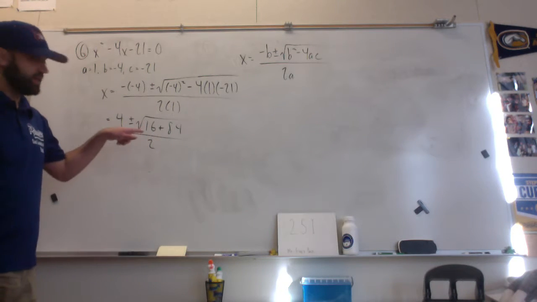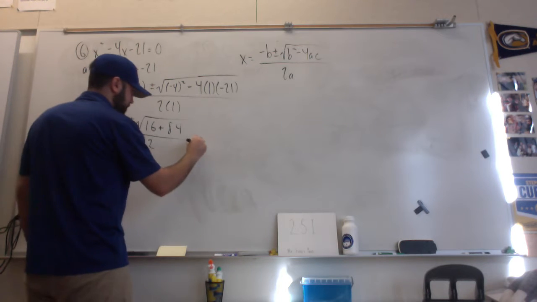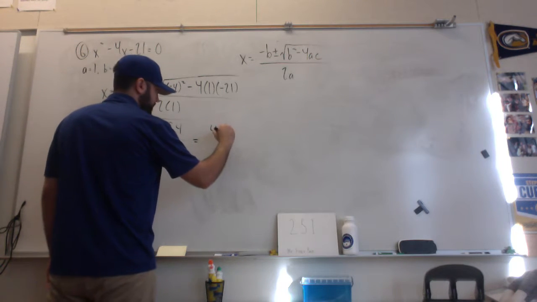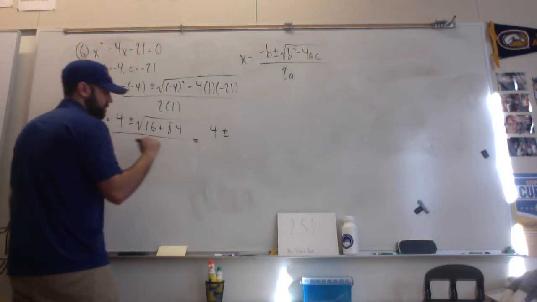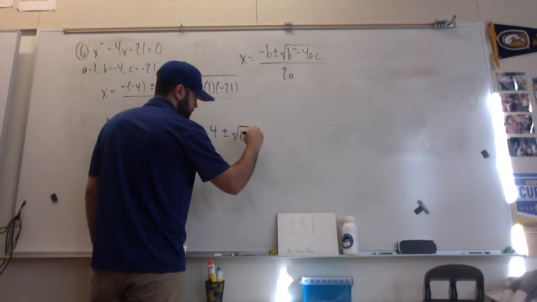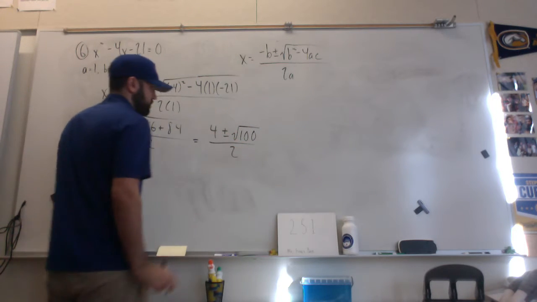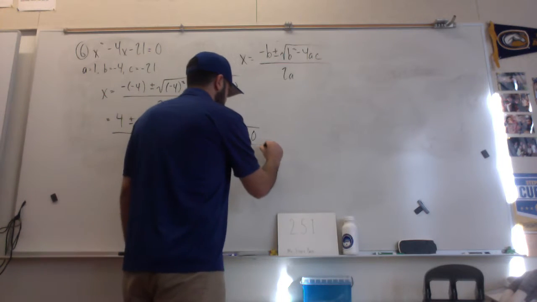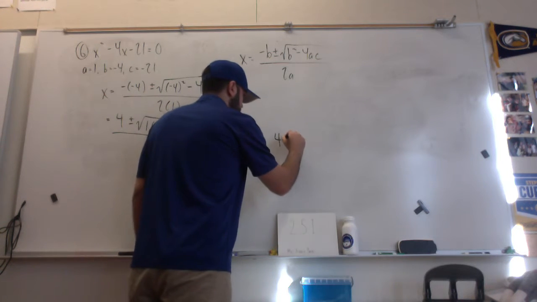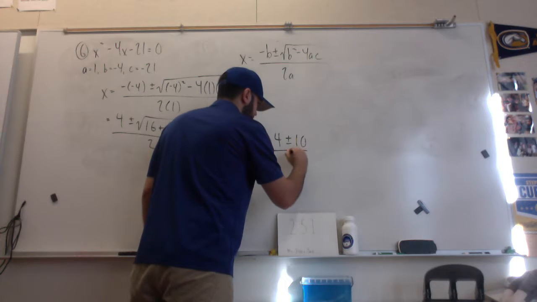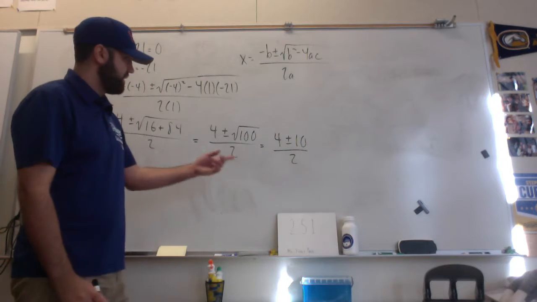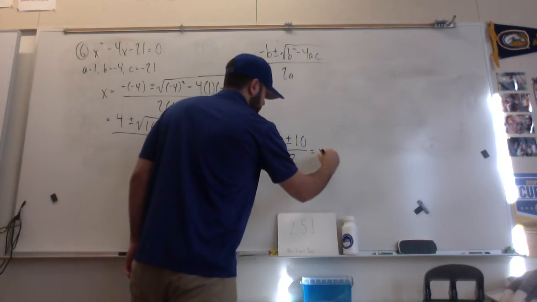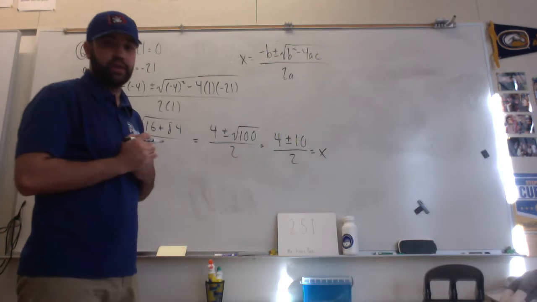Okay, let's take care of what's in the square root first. So we get 4 plus or minus 16 plus 84, which is 100. So it's the square root of 100, all over 2. The square root of 100 is 10. So we get 4 plus or minus 10 over 2. So this is x. Okay, so x can be one of two things.